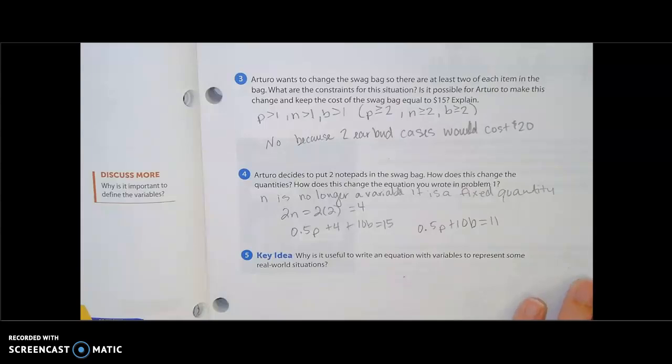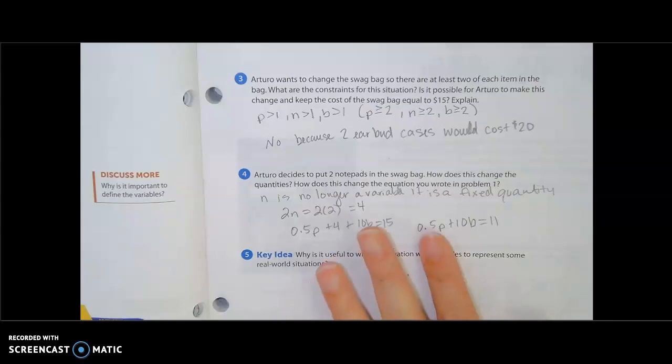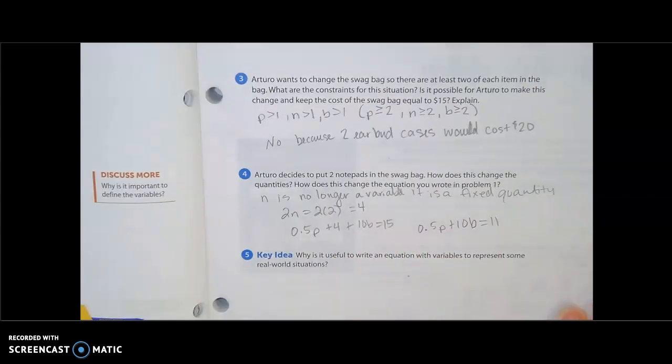And then question 5 asks, why is it useful to write an equation with variables to represent some real-world situations? It kind of just gives us this ability to write it in shorthand, right? Like, I could write 0.5 per pencil plus 4 plus $10 per earbuds case equals 15. We could write it that way, but it gives us a more simplified version. It's a shorthand way of writing it, and then it also allows us to continuously change these variables, and I can manipulate the equation to what I need.